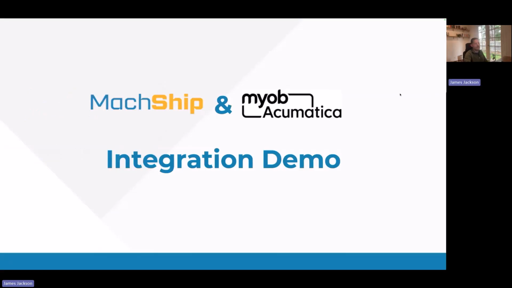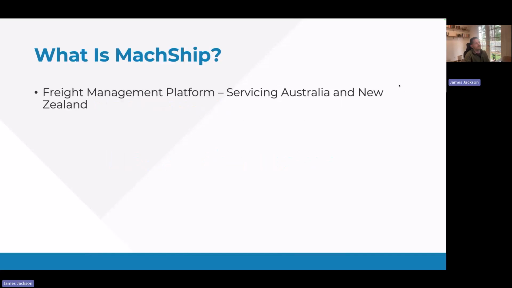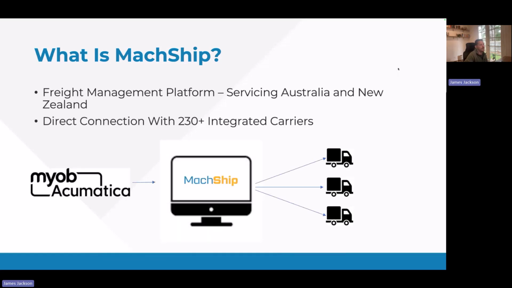All right, so first things first, I just want to cover off a few different things, namely, what is Machship? Machship is a freight management platform, primarily servicing Australia and New Zealand domestic freight. At a high level, it's a direct connection with over 230 integrated carriers, a single point of integration to access the 230 carriers that we are integrated with across Australia and New Zealand.